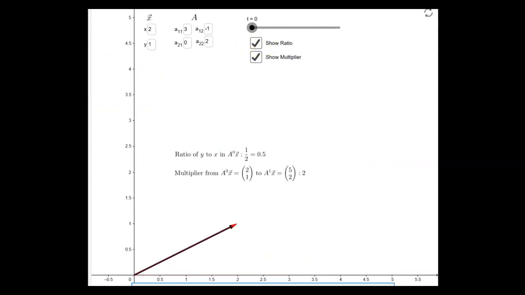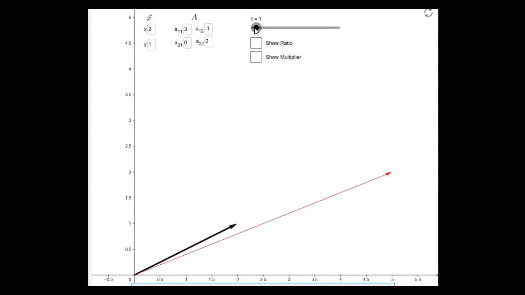So here we have the applet pulled up, and what I have entered in here is the initial matrix 3, negative 1, 0, 2, and I'm just going to start off with this arbitrary vector (2, 1), which you can see is both the red and black vector. The black vector will stay there as a reference so we can see what happens. So when I multiply by A one time, so this is A to the first times the (2, 1) vector, basically one multiplication by A will cause this (2, 1) vector to rotate a little bit, and notice that it's become scaled as well.